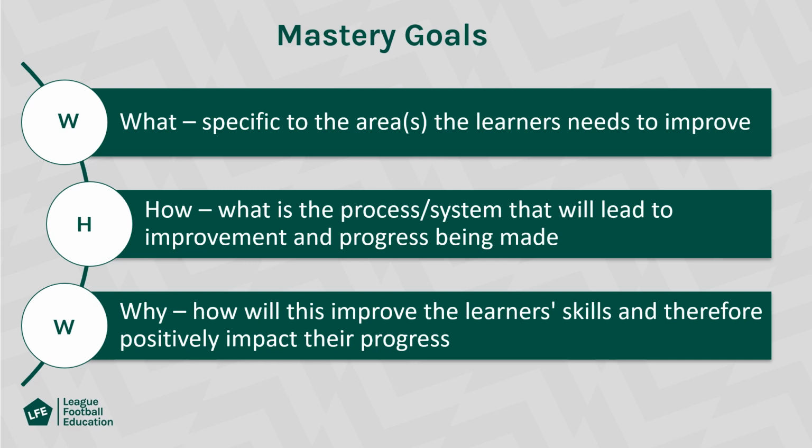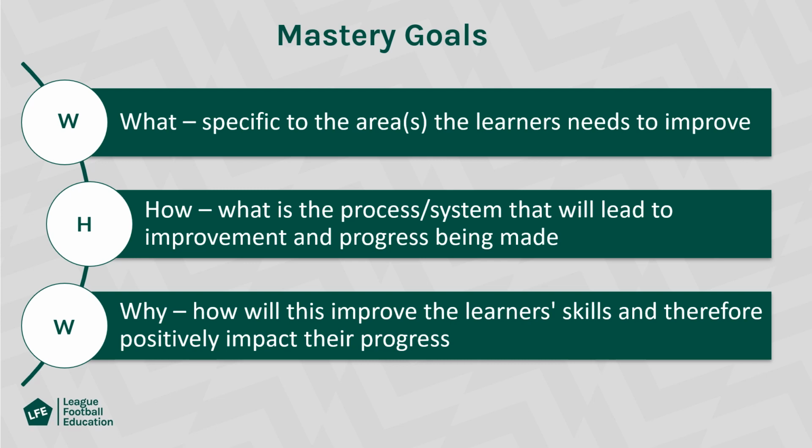So the what, so they're specific to the area that the apprentice needs to improve. The how, which is the critical part of it, is what is the process or system that is going to lead to the improvement and the progress being made. So again, working with the apprentice to understand how they're going to improve over a period of time, and the why, in terms of the improvement that the apprentice will make in terms of their skills, and how it's going to positively improve them and impact on them over time, so they can really see the progress that they're making.